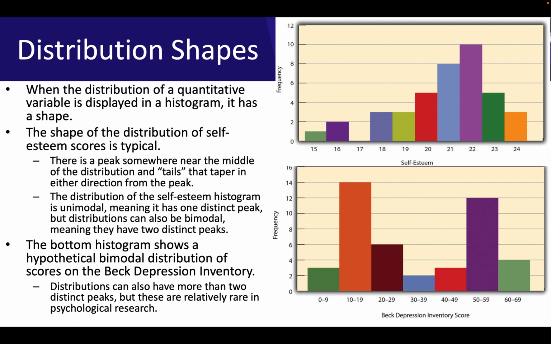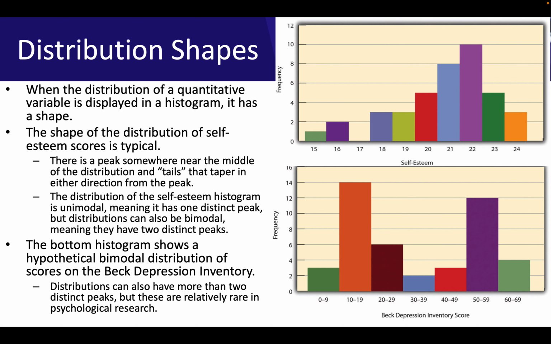When the distribution of a quantitative variable is displayed in a histogram, it has a shape. The shape of the distribution of self-esteem scores is typical. There is a peak somewhere near the middle of the distribution and tails that taper in either direction from the peak. The distribution of self-esteem histogram is unimodal, meaning it has one distinct peak, but distributions can also be bimodal, meaning they have two distinct peaks.